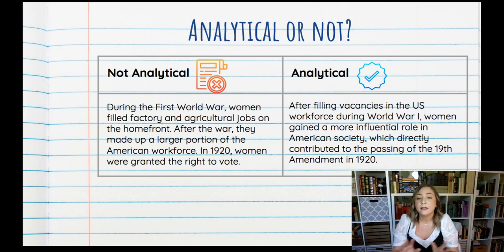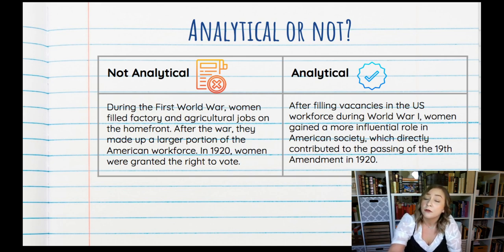In the second writing, the analytical piece, we make connections between these events. "Gained a more influential role in American society" is an evaluation of the effects of them filling those vacancies during the war, and then "which directly contributed to the passing of the 19th Amendment." This is also an analysis because that's something that could technically be argued against. In other words, you're taking these historical events and linking them in a way that helps you have a broader understanding of the progression towards equality for women in the United States.